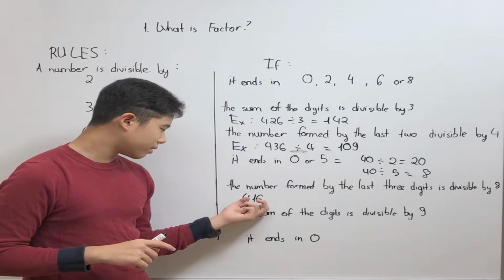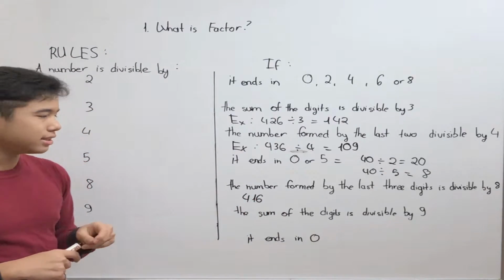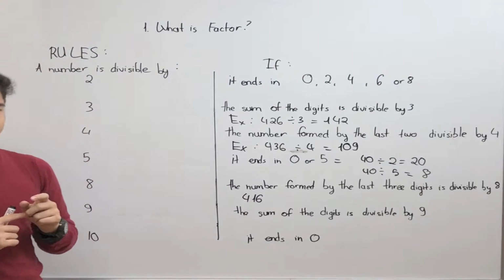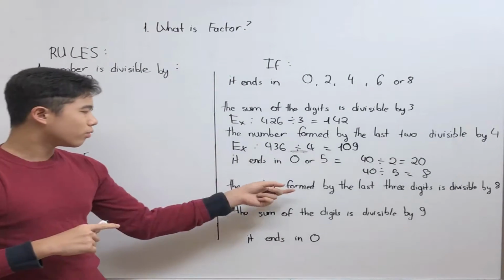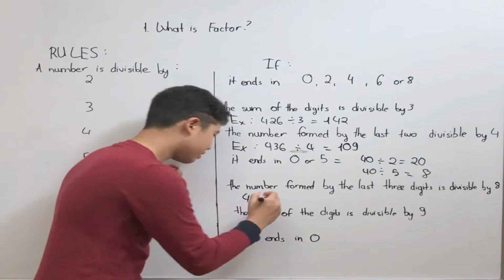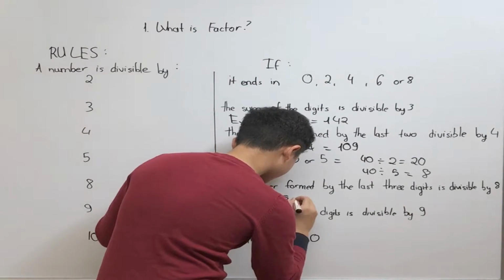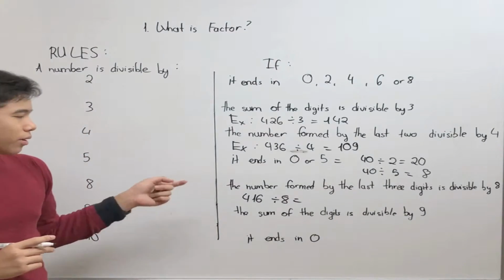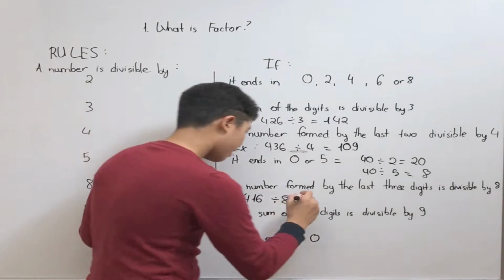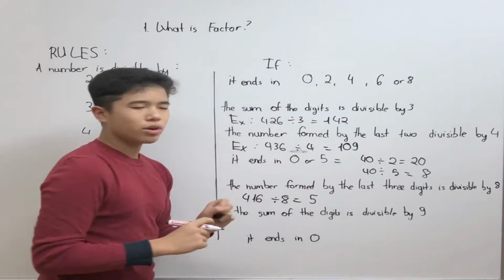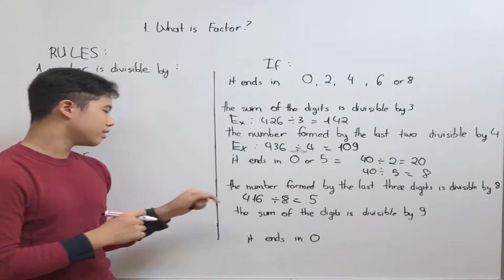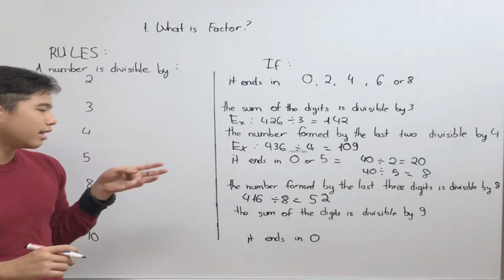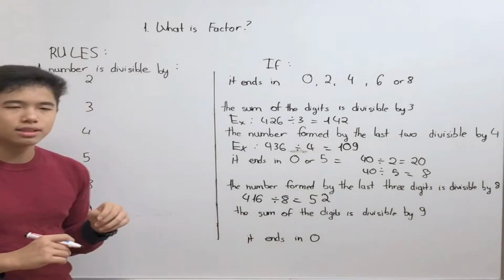The last 4 numbers, 16, is it divisible by 8? Let's do the calculation. 41 divided by 8 is 5. 41 minus 40... 16 divided by 8 equals 2. So 416 is divisible by 8.